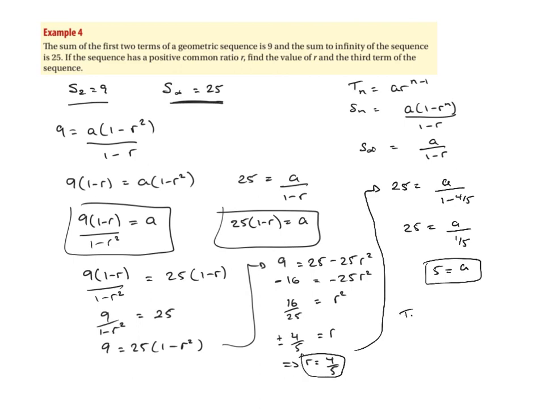Term 3 then, just to finish this off, is equal to ar^(n-1). So let's put them through. T_3 is equal to a, which is 5, multiplied by r, which is 4/5, to the power of n - 1, which is 2. You stick that into your calculator and you get T_3 is equal to 16/5. And we're done.